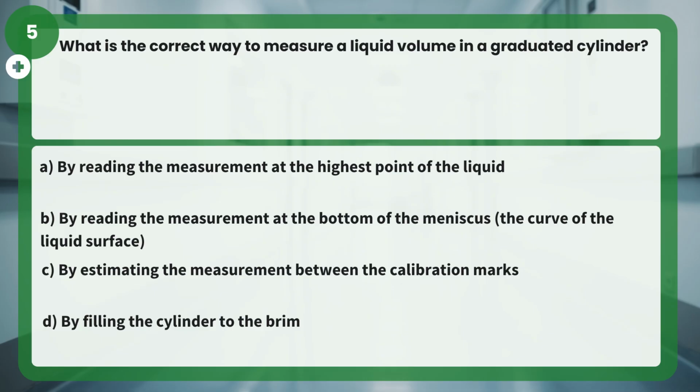Question 5. What is the correct way to measure a liquid volume in a graduated cylinder? A. By reading the measurement at the highest point of the liquid. B. By reading the measurement at the bottom of the meniscus, the curve of the liquid surface. C. By estimating the measurement between the calibration marks. D. By filling the cylinder to the brim.